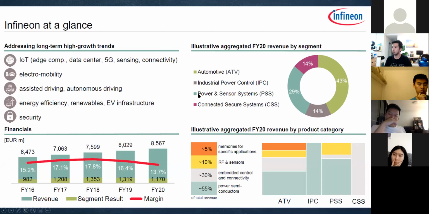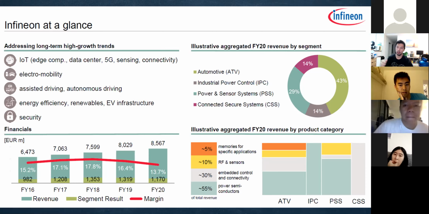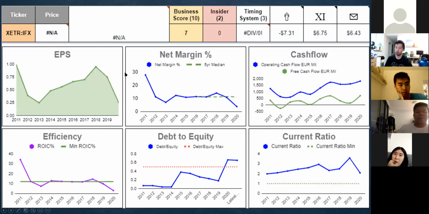And I think the one that is quite high, which is the market leader in this category, is the power and sensor system. So in terms of the numbers, they are focusing on IoT, which is quite popular, with the sensors, the fridge, your smart home, smart city, and all that IoT stuff. And yeah, so this is Infineon. And numbers wise, they do have a big drop around 2019 and 2020.